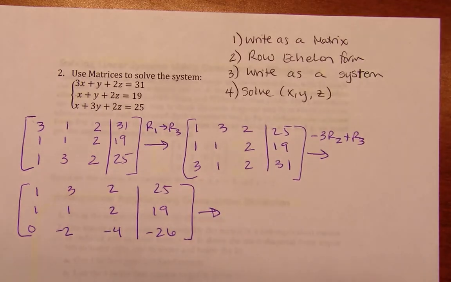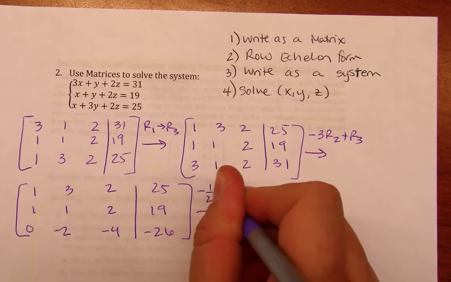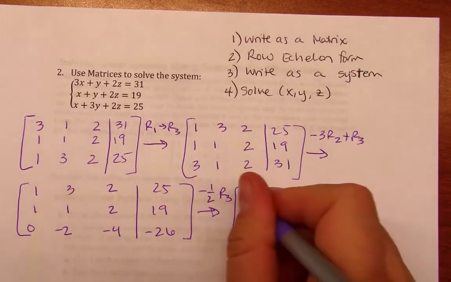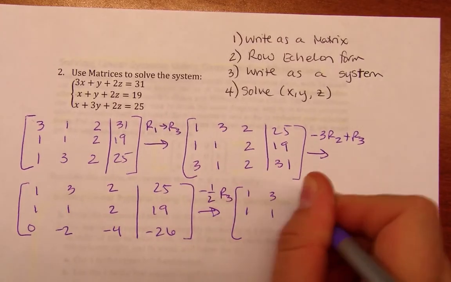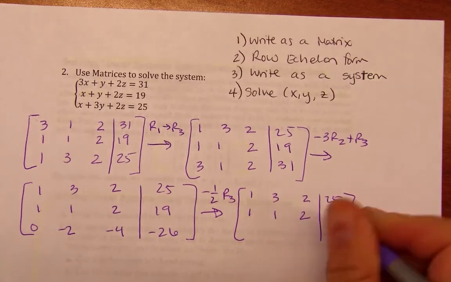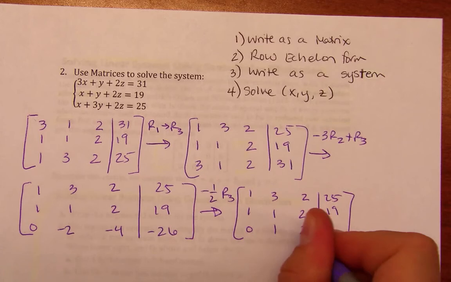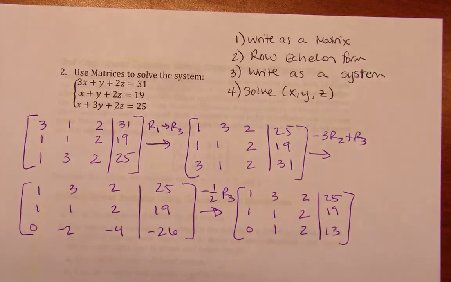And then to the next one, for row 3, I can actually multiply by -1/2, and that'll make these numbers a little bit nicer. So -1/2 times row 3. But none of the other rows are changing, so I'm just going to copy them down. And 0, and -1/2 times 2 becomes 1, 2, and 13.